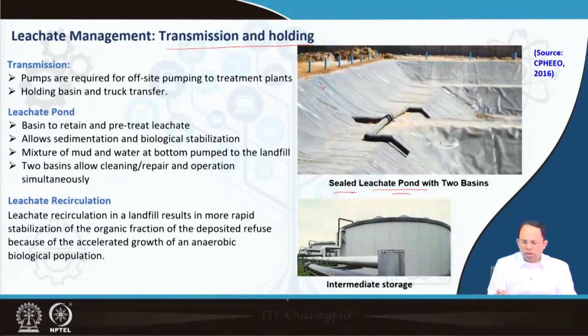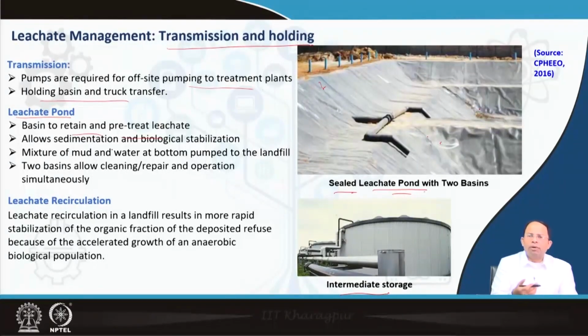Or we can store the leachate in some intermediate storage tanks as well, right? So pumps are required for offsite pumping to treatment plants, or we can hold the leachate in a holding basin for eventually transferring it via trucks to the treatment plant. So the leachate pond is for retaining, and some amount of pre-treatment can happen in it.